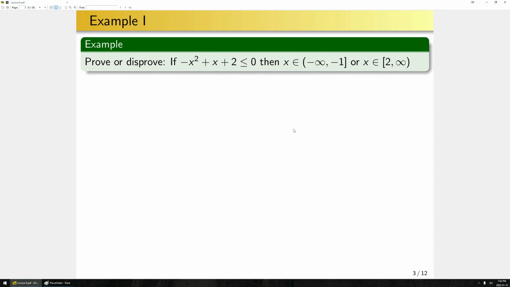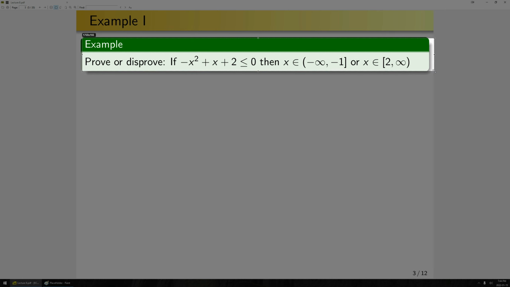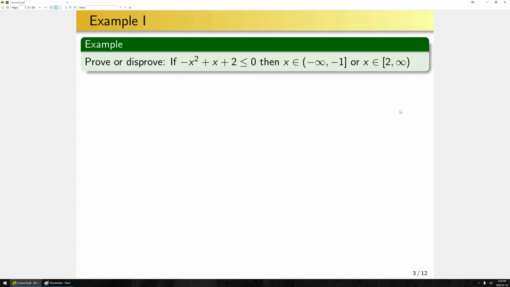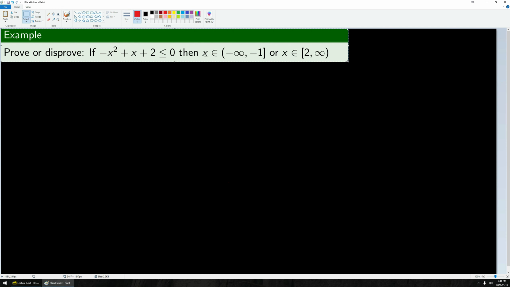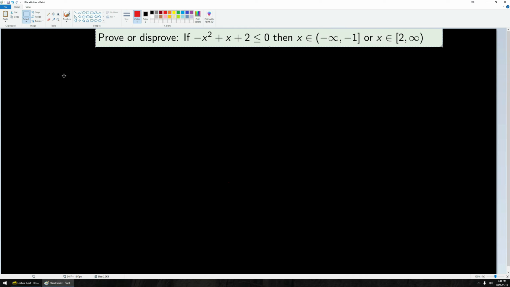Okay, prove or disprove this statement. If x squared minus x plus 2 is less than 0, then x is in here or x is in here. So let's just examine this. I'll put it over here. This is the thing that I want to try to prove or disprove.